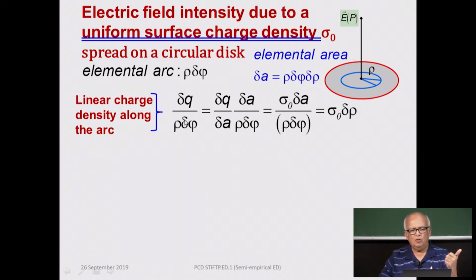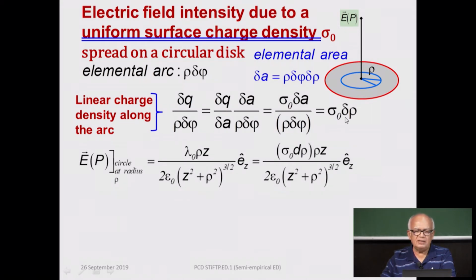So, delta q by rho delta phi is the linear charge density along this arc, and this you can see is nothing but the surface charge density multiplied by delta rho. Because you can divide and multiply by delta A, and delta q by delta A will give you the surface charge density, which is what is given in the problem, and then you see that you get surface charge density multiplied by this delta rho.